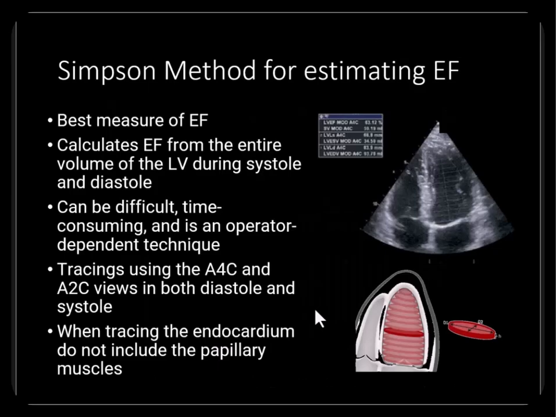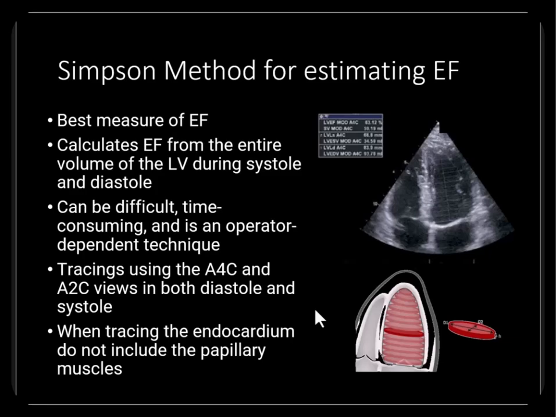Now, you might be thinking, well, what is the gold standard for measuring ejection fraction? And that's the Simpson method, the method of discs. It calculates ejection fraction from the entire volume of the left ventricle during systole and diastole. And this method involves tracing the endocardial border of the LV in two planes, usually the apical 4-chamber and apical 2-chamber views. And this is done at end systole and end diastole.